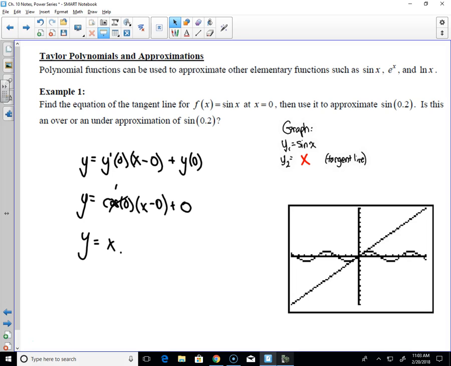Is there any better way to approximate sine besides having to make tons and tons of tangent lines? As soon as you get to pi over 2, move it, and then just keep on moving the tangent line? We could do that, but is there another way?